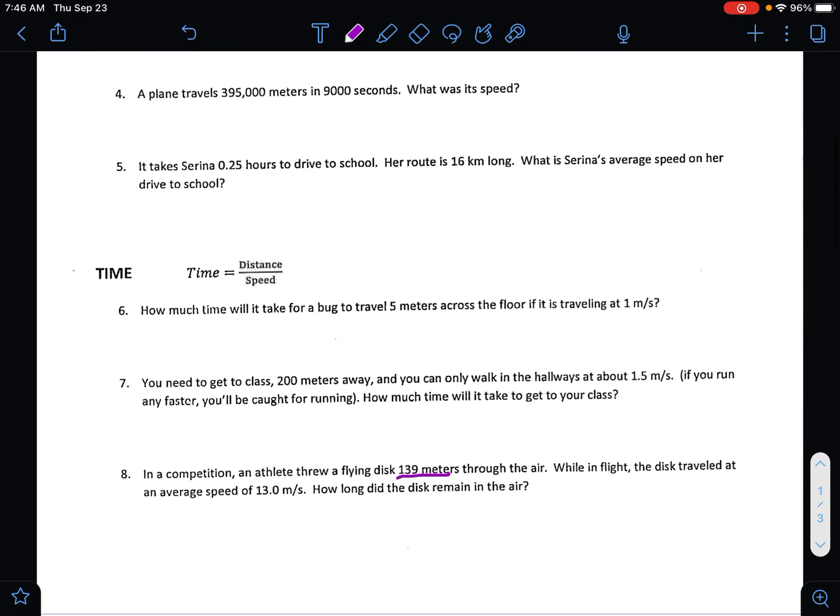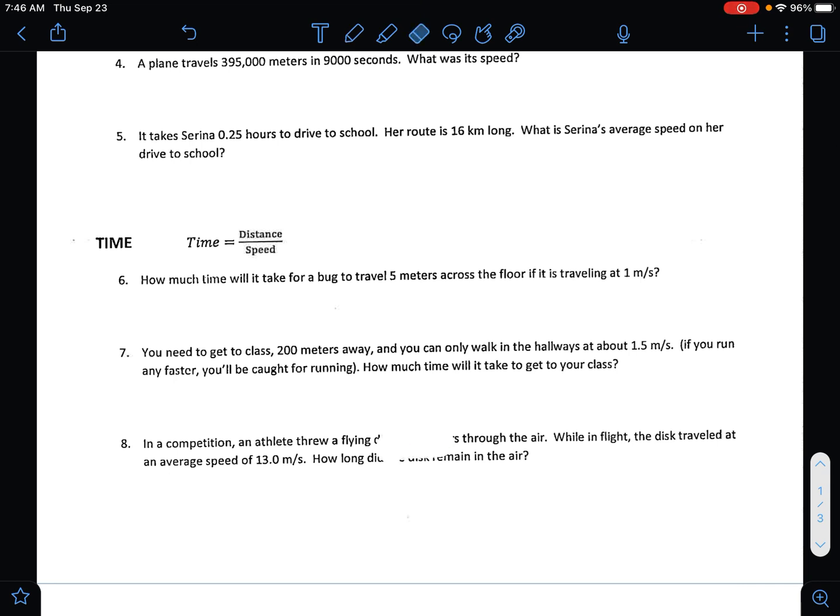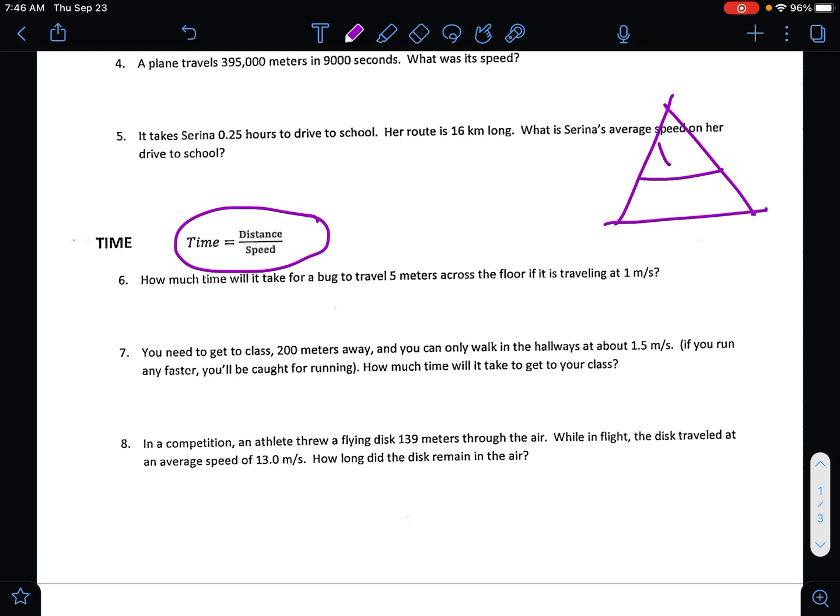Okay, so let's switch gears now and take a look at finding time. We have our distance, speed, time triangle, and this time we are trying to find time. So that is left, here is the formula for that: time equals distance divided by speed. I'm going to write that formula every single time. So how much time? It tells us there what we're solving for.